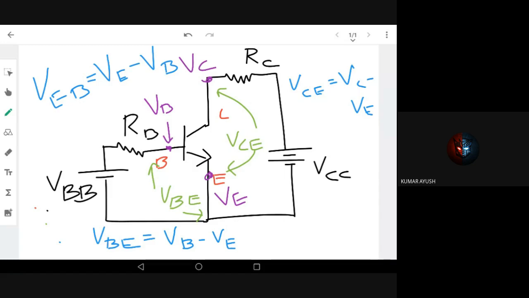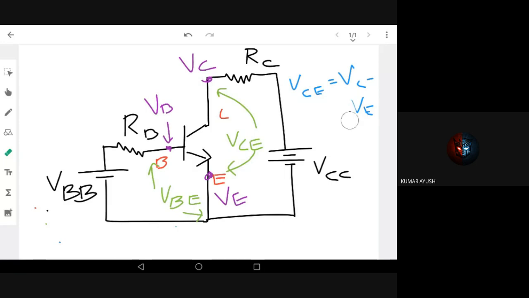What is a base curve? There are two: input characteristics and output characteristics. So let's try to plot the input characteristics of the common emitter configuration. Now, for that, we need to measure the different voltages and currents in this configuration.